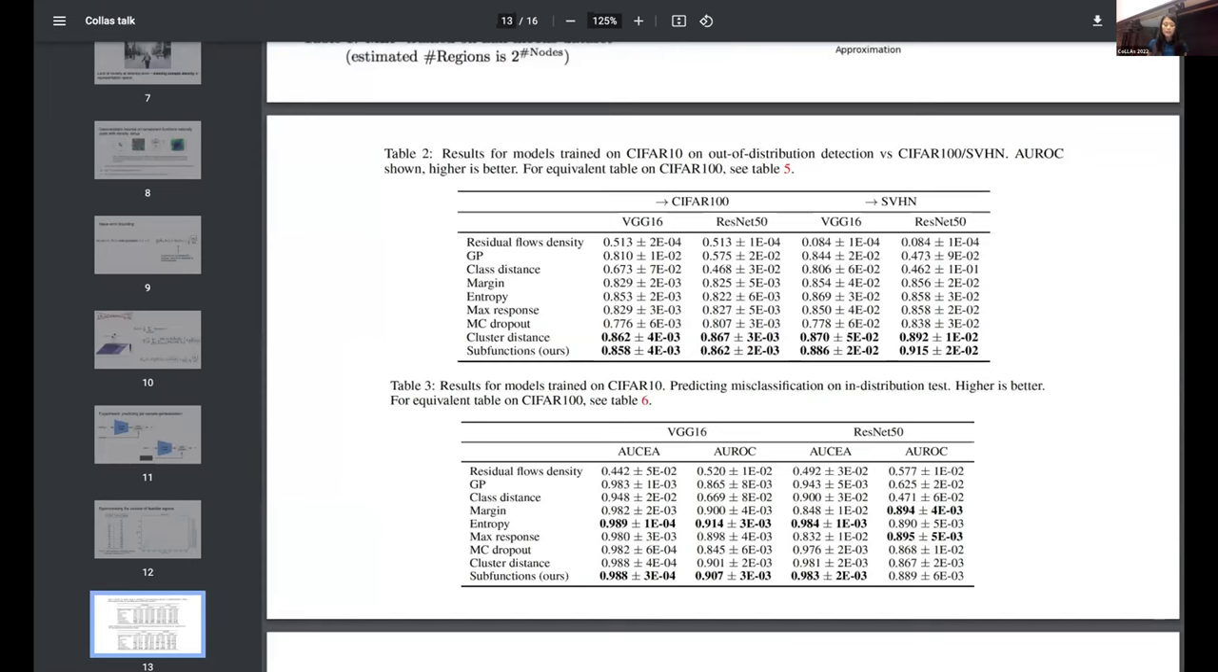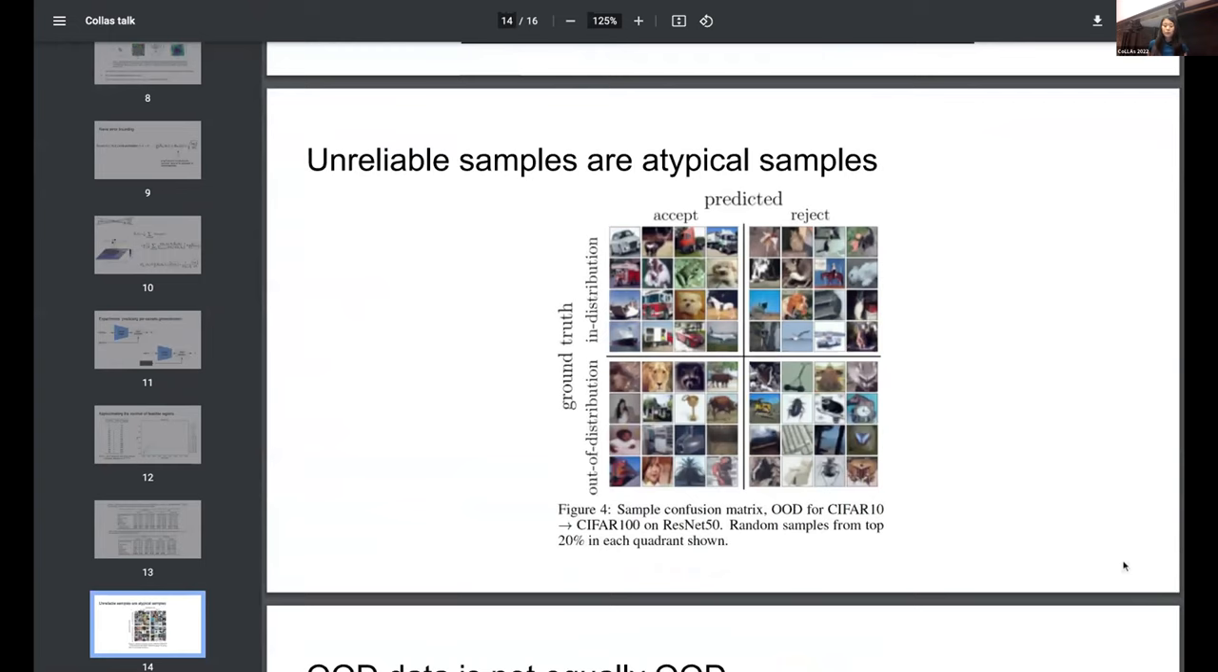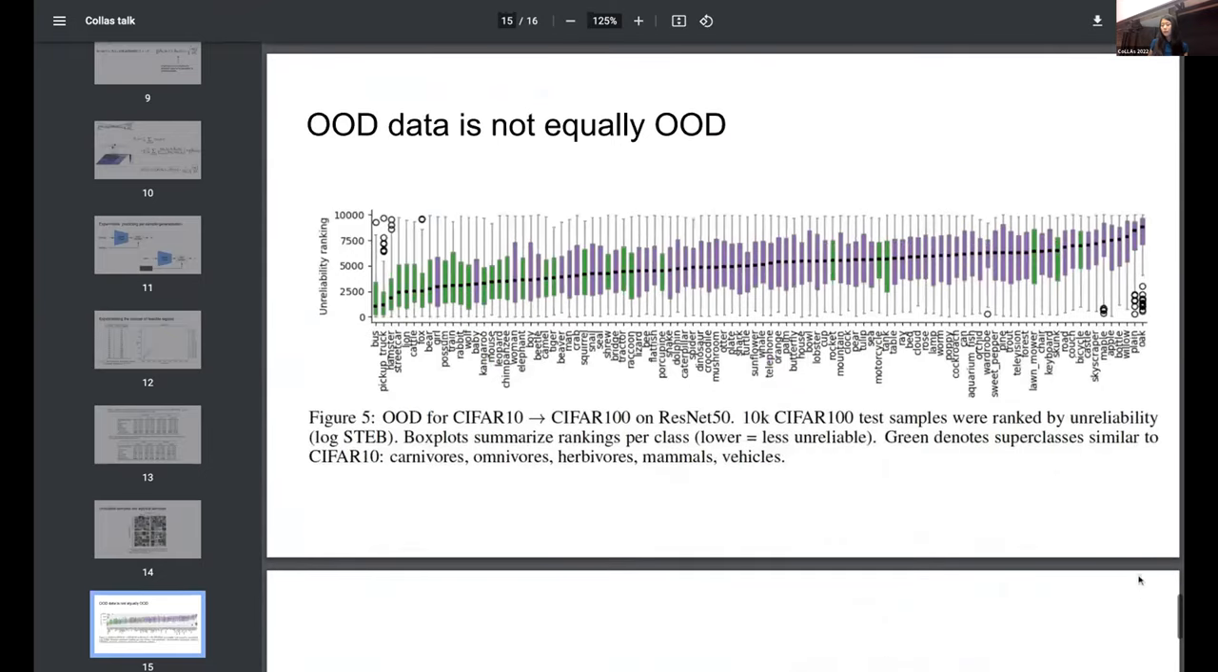But the main takeaway is that indeed, the more densely your test samples are surrounded by training samples, the more reliable prediction is. Here is some qualitative analysis without cherry-picking. If you inspect what samples actually correspond to high or low error bounds, you see this very intuitive relationship between the visual typicality of that image and the in-distribution classes. So basically, if the image looks like a typical example from the in-distribution classes, it's more likely to be accepted. It's more likely to have a low error bound.